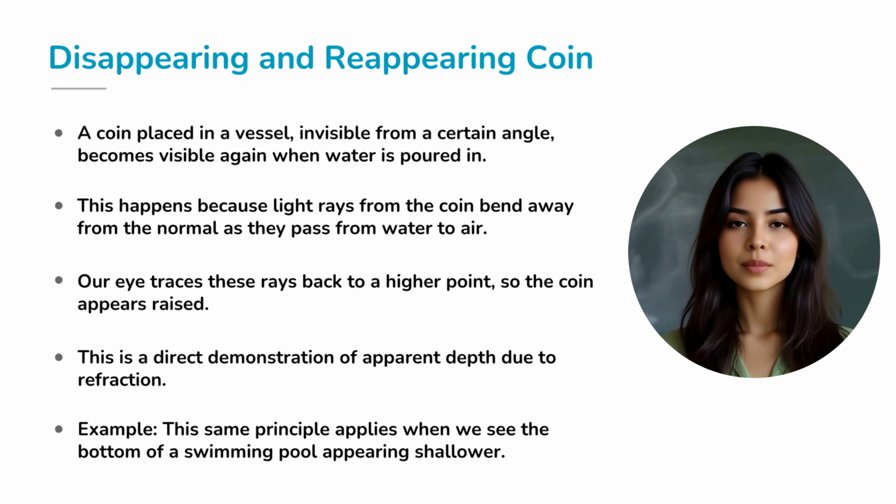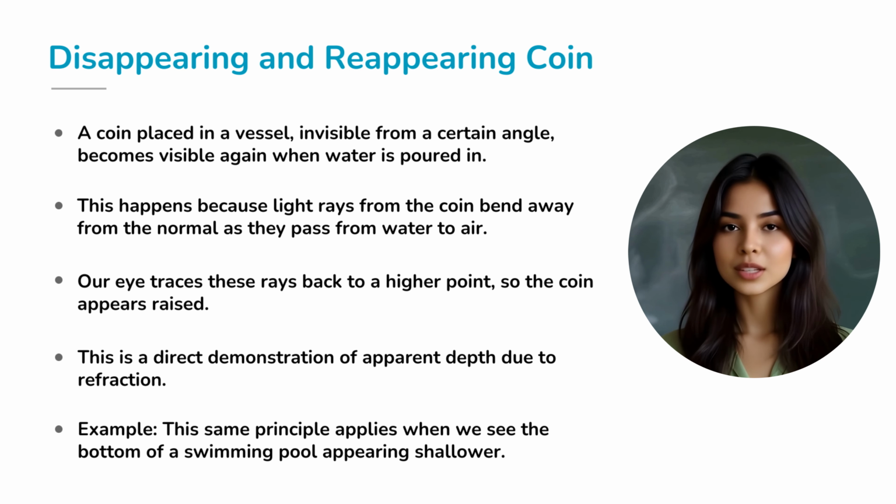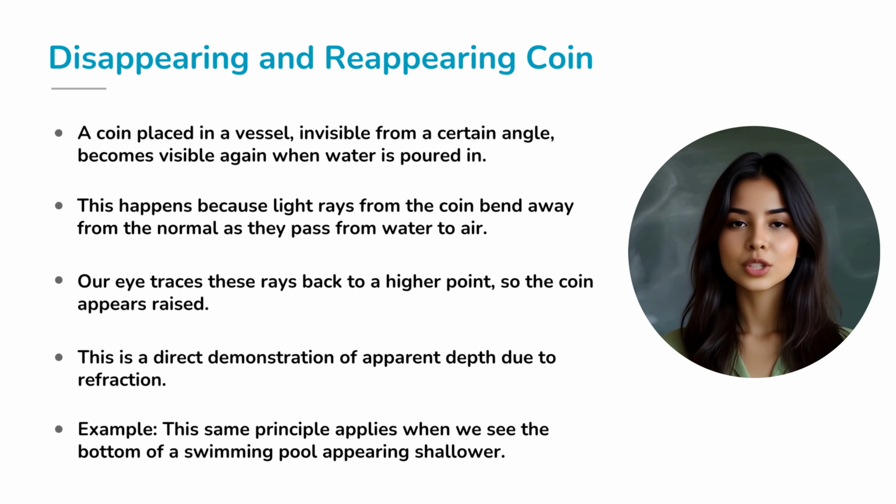Why? Because the rays of light from the coin bend away from the normal as they travel from water to air. Your eye traces these rays backward in a straight line and perceives the coin at a higher position than it really is. This is a simple but powerful demonstration of apparent depth due to refraction, the same effect that makes a swimming pool floor appear raised.